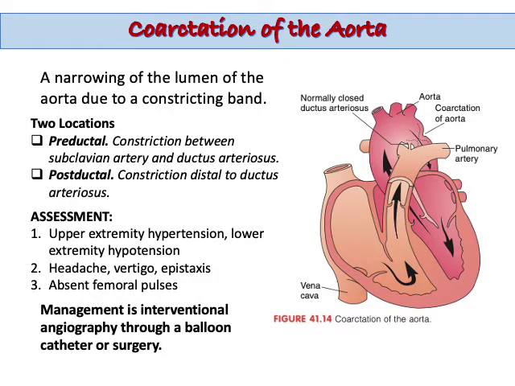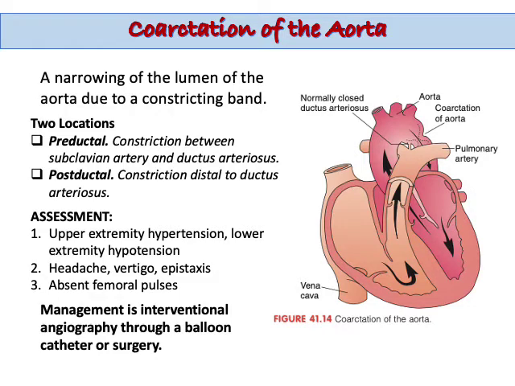Coarctation of the aorta is the narrowing of the lumen of the aorta due to a constricting band, as shown in the picture. It's the leading cause of congestive heart failure, especially in the first few months of life. There are two locations, the preductal and the postductal. But regardless of the location, as shown in the picture, you will see that the constriction causes more blood flow in the upper part of the body and lesser blood flow in the lower part of the body.